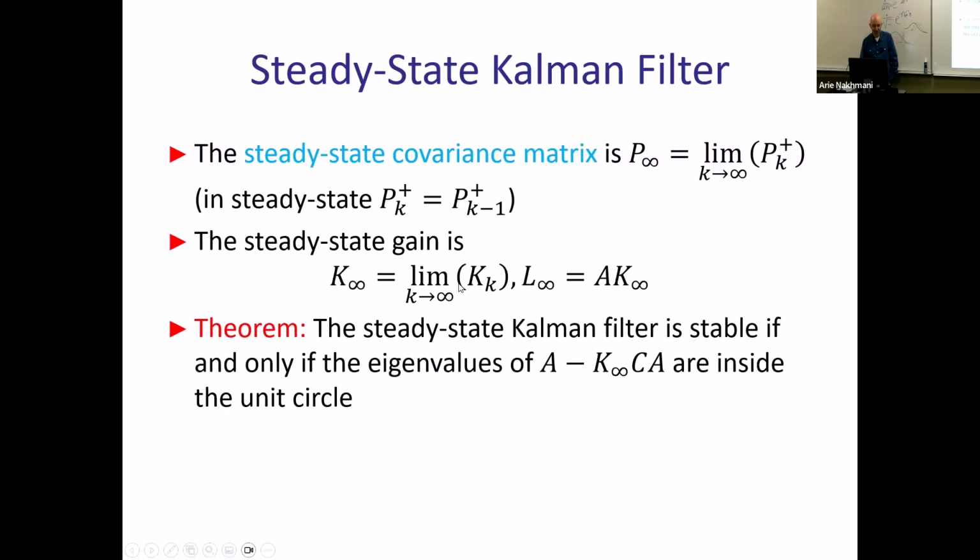Now, the steady state gain is what K of K converges to, and L infinity is just that multiplied by A. The steady state Kalman filter is stable if and only if the eigenvalues of that matrix are inside the unit circle, which means they are stable for the discrete time case. So you can check if the eigenvalues of that matrix are stable, and then your Kalman filter in steady state will be stable, not diverging, which is a nice property.